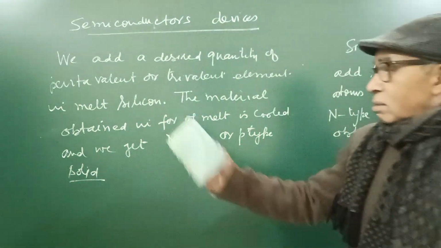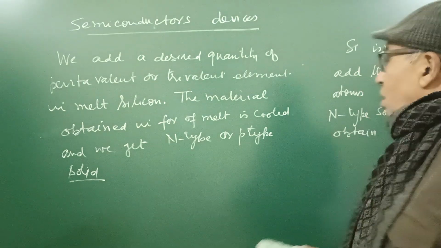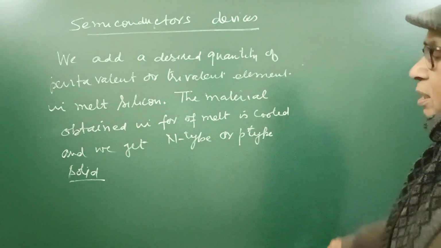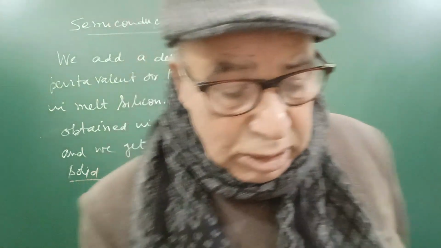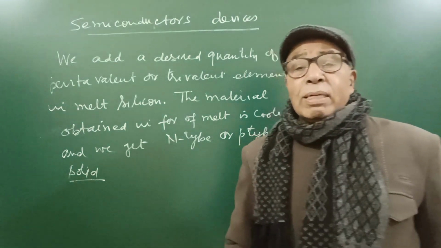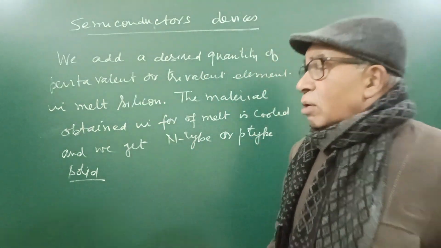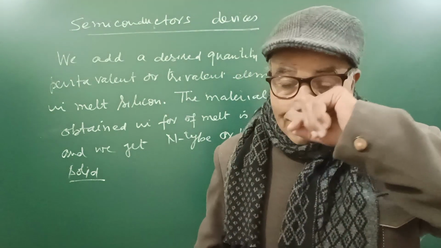I have written this deliberately because students do not understand how this is done. There are many methods also, but it's a general method. We mix a pentavalent element as impurity, or trivalent, in the melt of silicon and germanium. We cool them and obtain P-type or N-type solid.